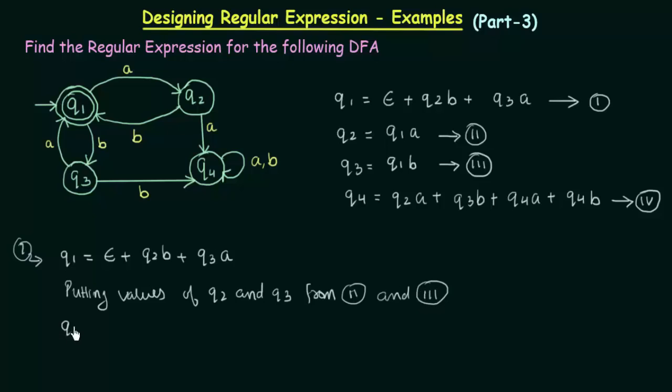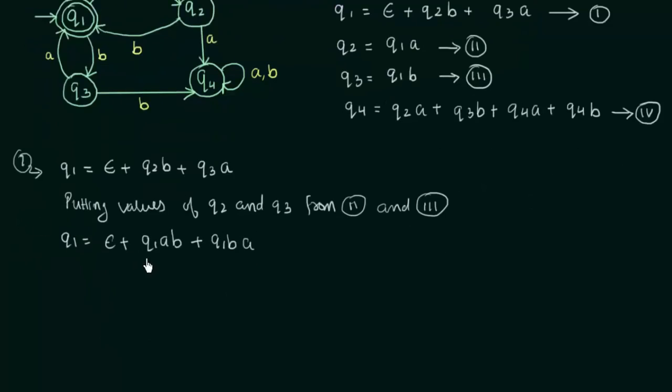How can we write this? Q1 equals epsilon, which stays as it is, plus Q2 written as Q1A, and this B stays as B, plus Q3 written as Q1B, and this A stays as A. Now from here I see that I have Q1 common, so let me take Q1 out. Epsilon plus Q1 times (AB plus BA).